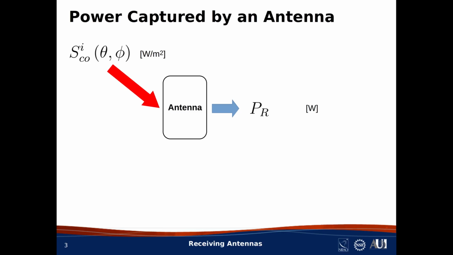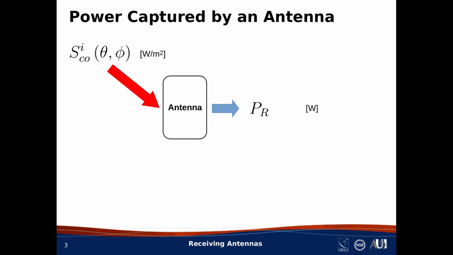Okay, we're interested in the amount of power, P sub r, captured by the antenna. As a starting point, let's consider what the incident wave is providing to the antenna. That's easiest to characterize in terms of spatial power density. We're going to call the incident spatial power density capital S with superscript I. And remember that this has units of watts per meter squared.